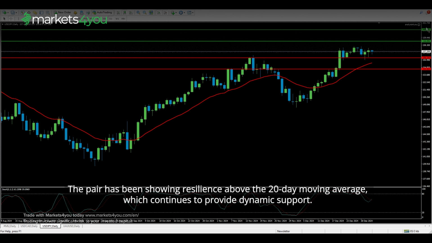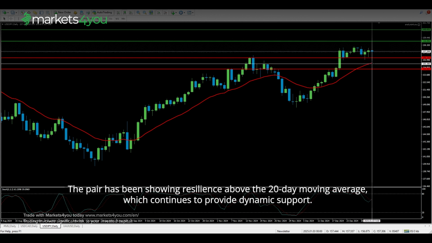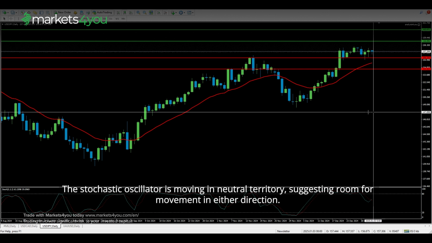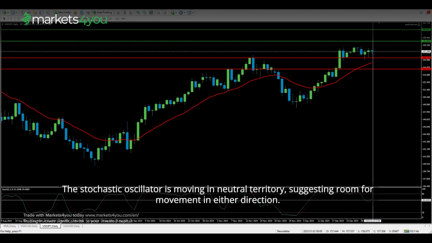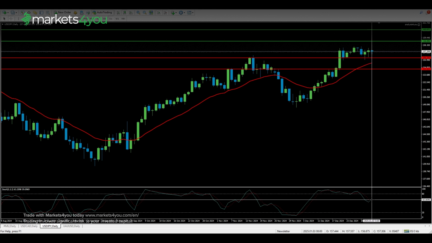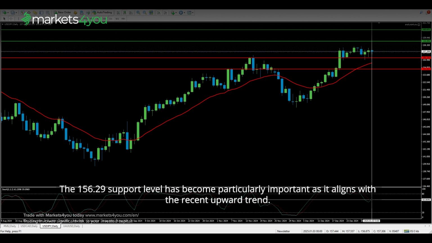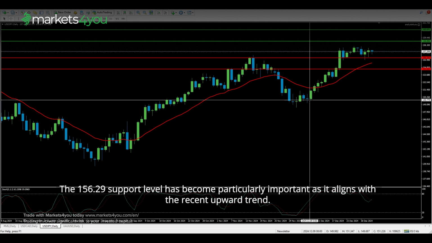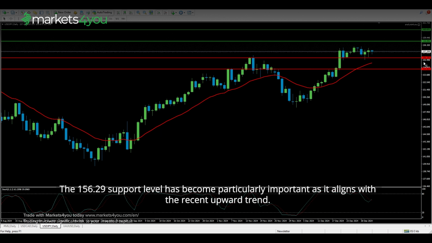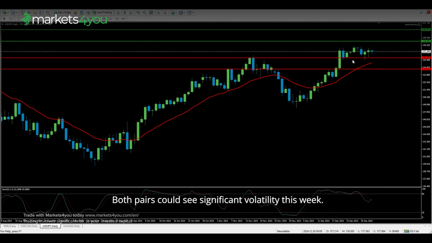The pair has been showing resilience above the 20-day moving average, which continues to provide dynamic support. The stochastic oscillator is moving in neutral territory, suggesting room for movement in either direction. The 156.29 support level has become particularly important as it aligns with the recent upward trend. Both pairs could see significant volatility this week.